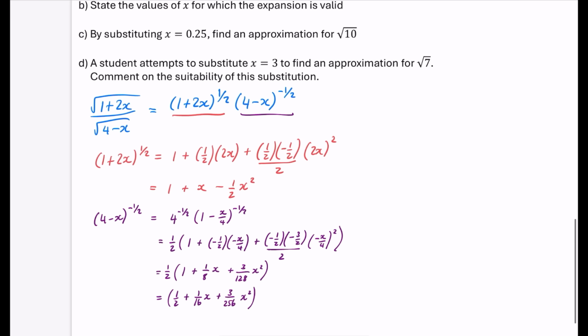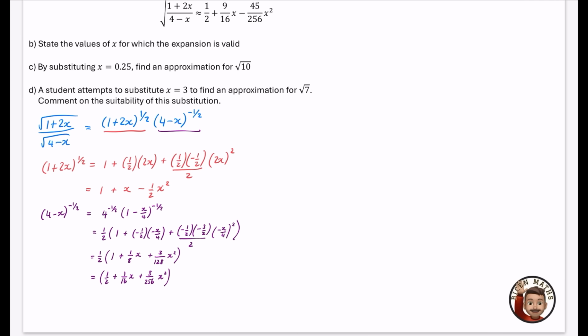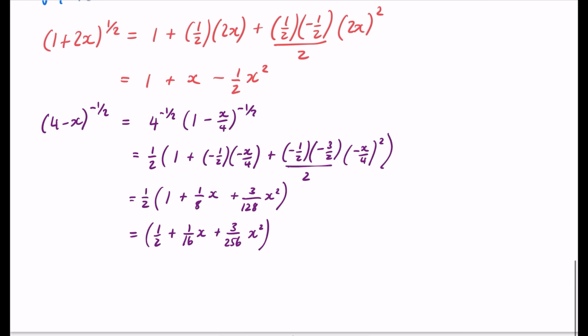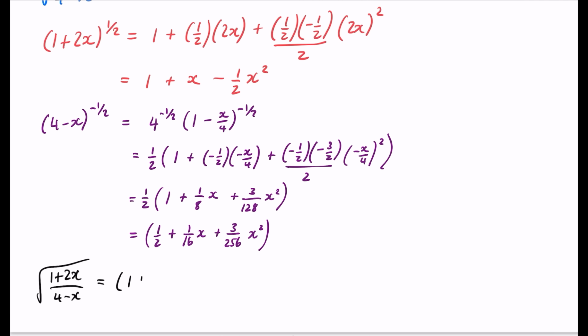So the thing that they want us actually to work out here is these two things multiplied by each other together, and I'm hopefully going to get this part that we have. So we can now go in and say that the square root of 1 plus 2x over 4 minus x is the same thing as doing 1 plus x minus a half x squared multiplied by a half plus a 16th x plus 3 over 256 x squared.